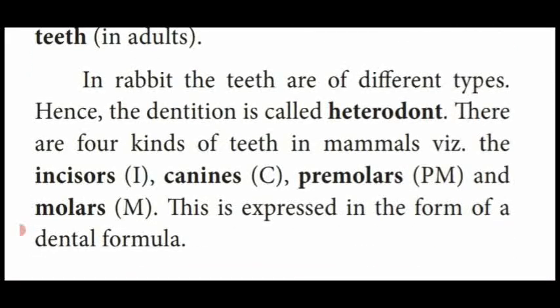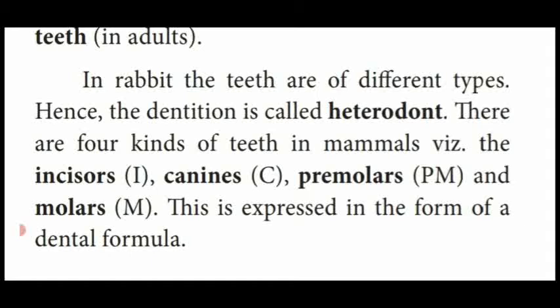Then the types of teeth are also different. This dentition is called heterodont dentition. That means the upper jaw and the lower jaw have different types of teeth. Hetero means different. Heterodont dentition means different teeth present in the jaw region. That condition is called heterodont dentition.